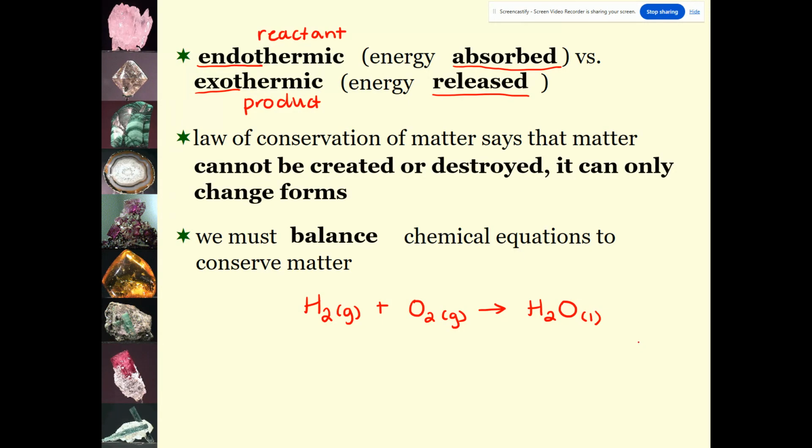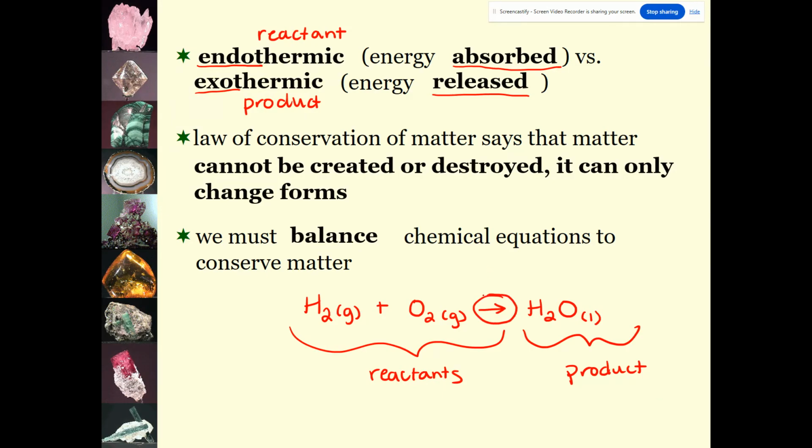Okay? So these, again, are my reactants. Everything on the left-hand side of the arrow are the reactants, and this is my product. Everything on the right-hand side of the arrow. Notice again, it's not an equal sign, it's an arrow that we use to show what is happening in the reaction, what we're starting with, and what we're producing.